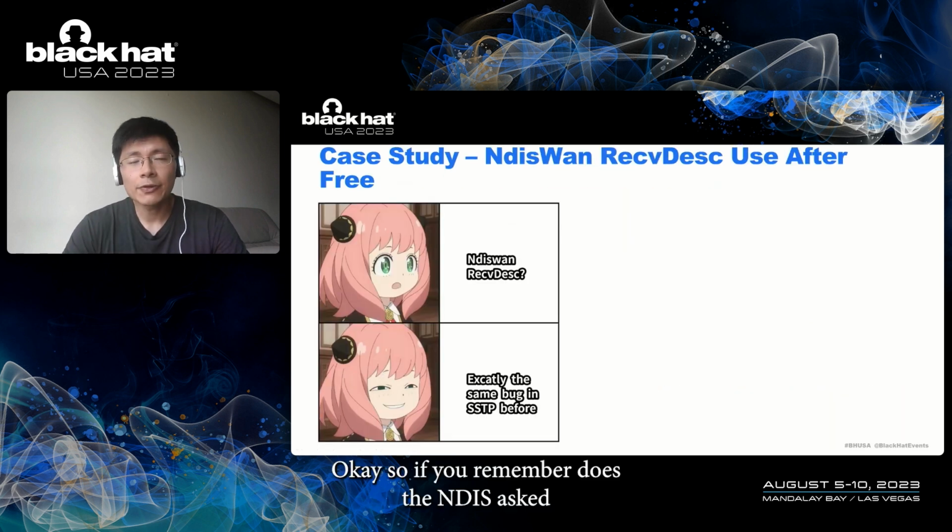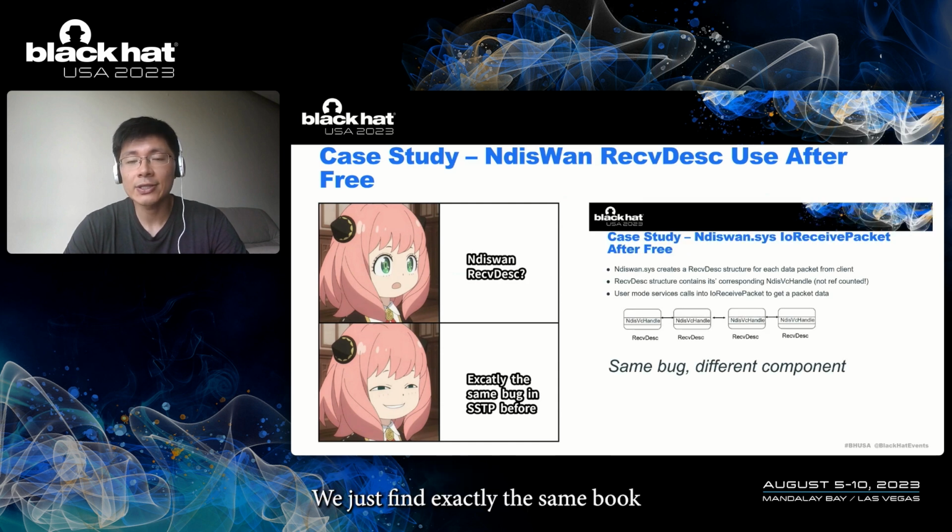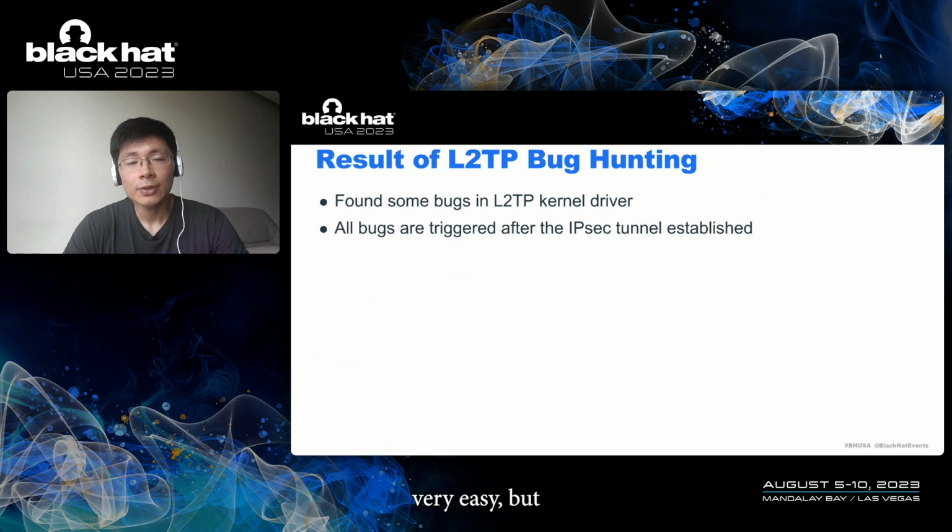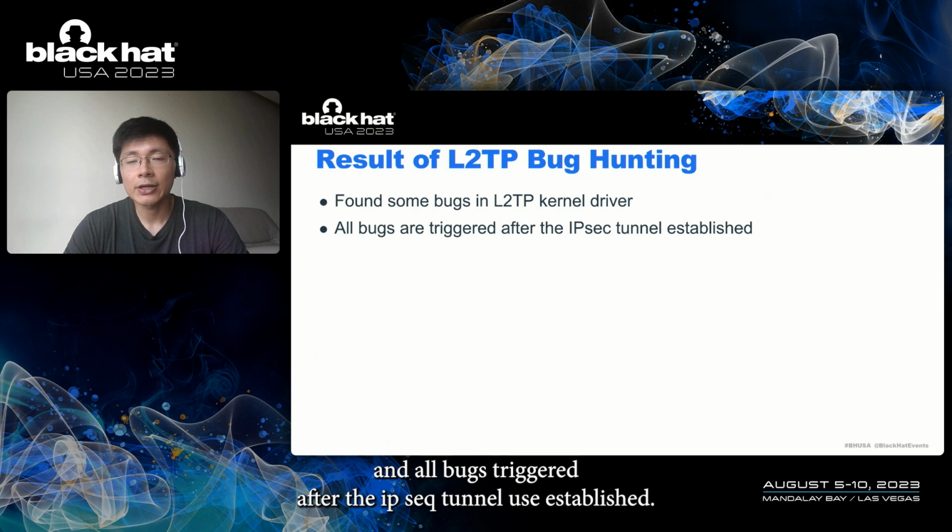Okay, so if you remember the NDIS UAF we introduced in the SSTP session, now for short, we just found exactly the same bug, this time in L2TP. Very easy bug. So the result of our L2TP bug hunting: we found some bugs in the L2TP kernel driver, and all bugs are triggered after the IPsec kernel is established.